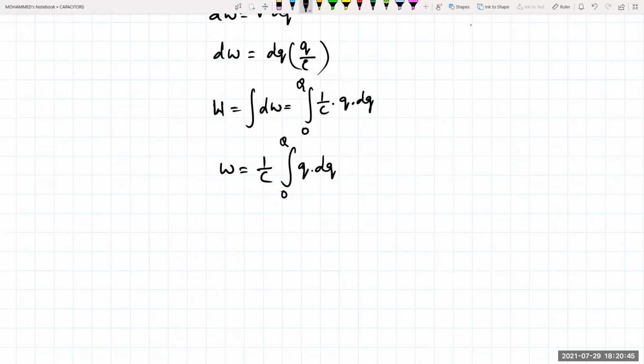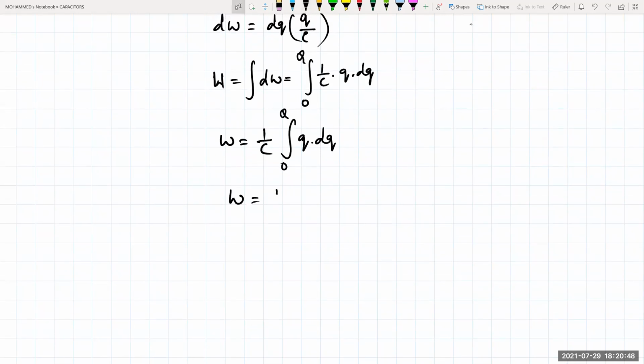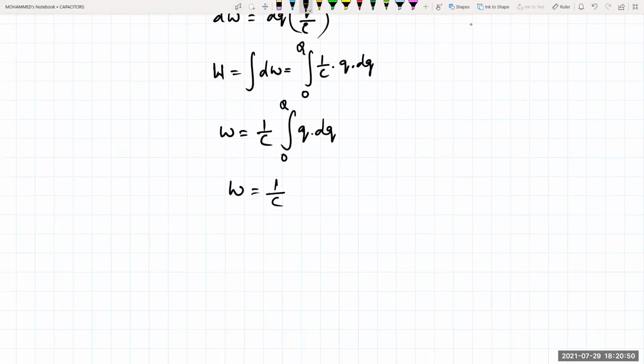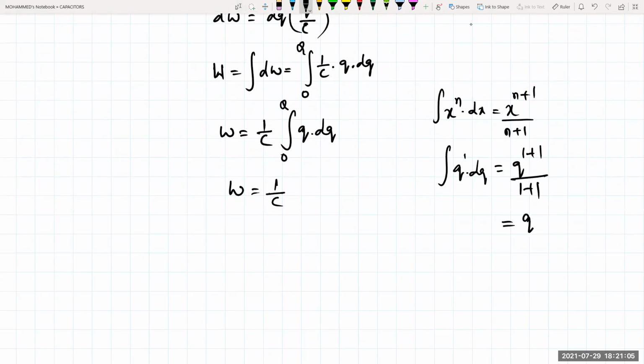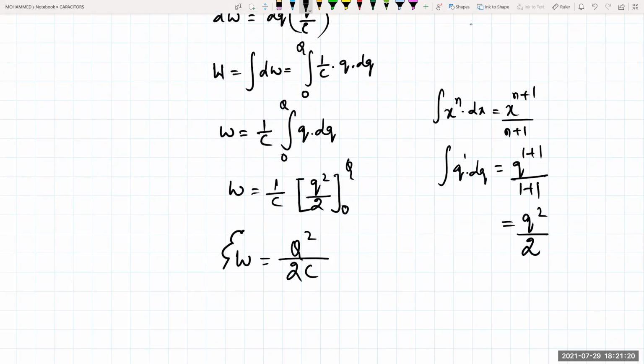Integral of Q into dq is how much? The integral of x to the power n dx is equal to x to the power n plus 1 divided by n plus 1. So the integral of q into dq, the power here is 1, so this will be q to the power 1 plus 1 divided by 1 plus 1. That will become q square divided by 2, and limits are 0 to Q. So work done will be equal to upper limit minus lower limit, which is q square divided by 2C. So this is the work done.